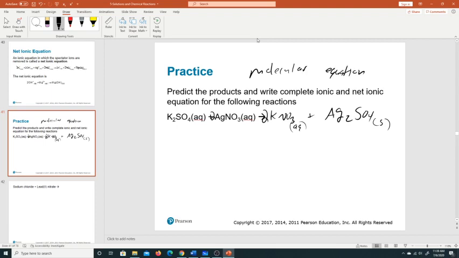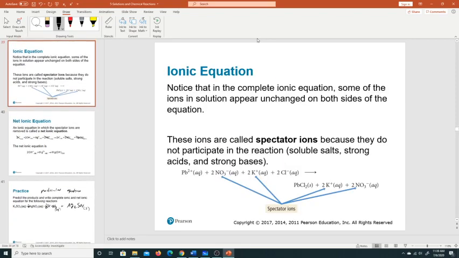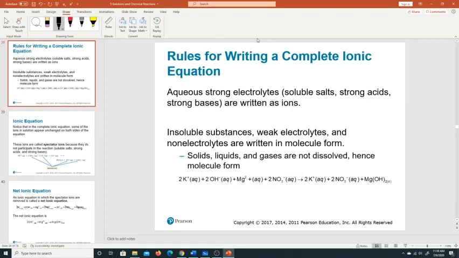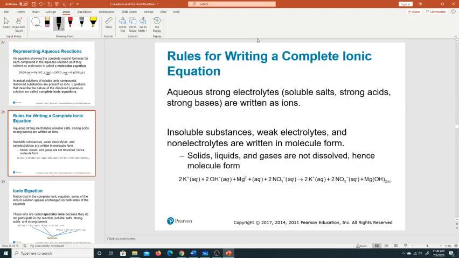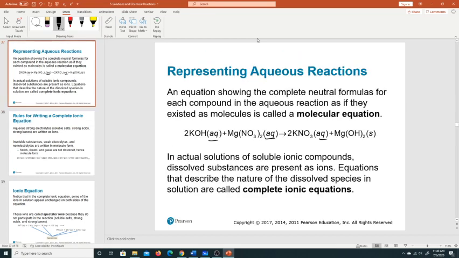Now, as customary, you write what's known as the complete ionic equation. Whatever is water soluble, whatever says AQ, we're going to split up into its ions. In this example, this KOH, I can split up K, I can split up OH. For magnesium nitrate, I can split up magnesium, I can split up nitrate. For potassium nitrate, I can split up K, I can split up nitrate. The solid, we leave alone. We don't split that up.